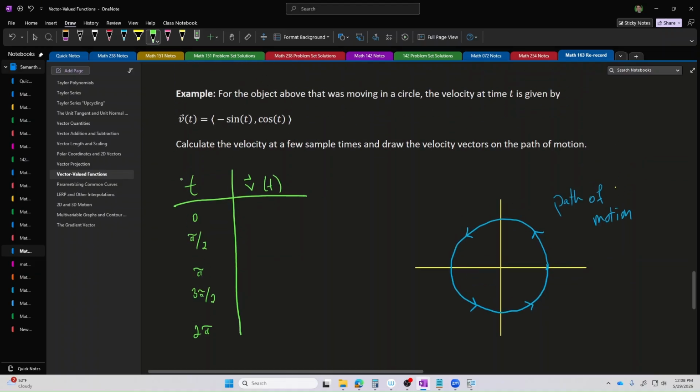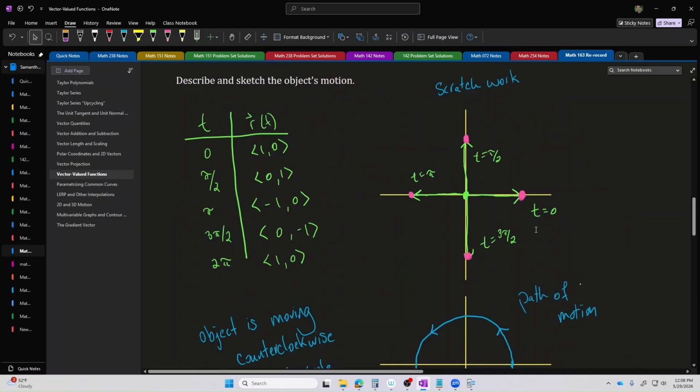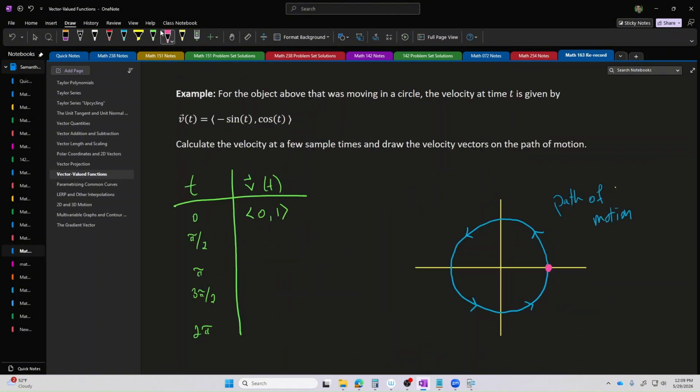When I plug these t values into my velocity function, when t is equal to 0, I get this vector 0, 1, a velocity vector that's pointing straight up. Now, let's recall that at time t equals 0, the object's actual position was over here on the right side, and then the object's velocity vector at that instant is pointing 1 unit straight up.